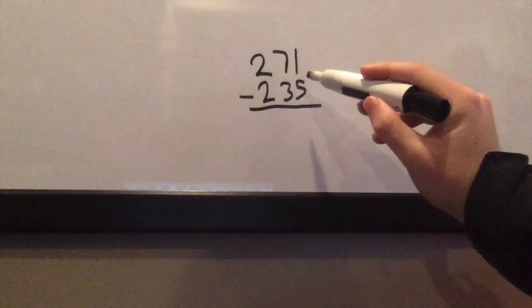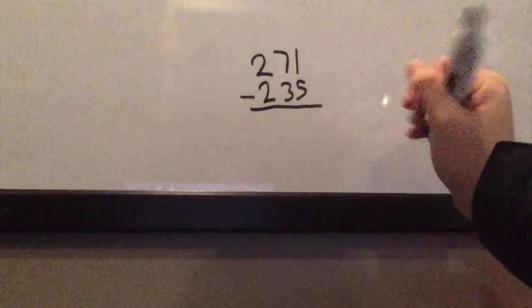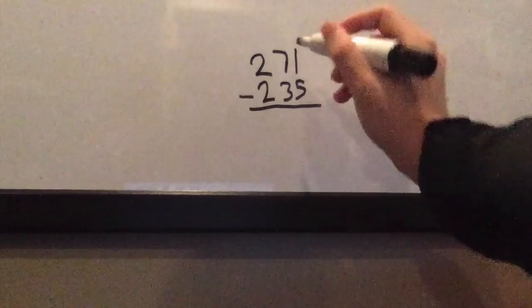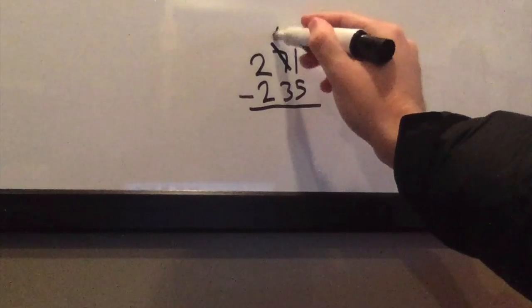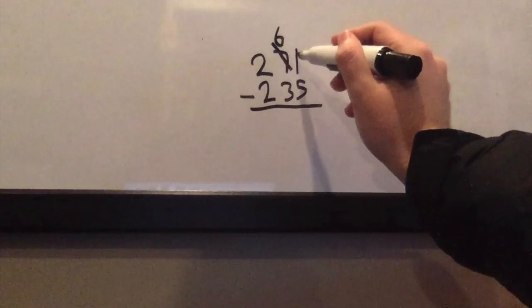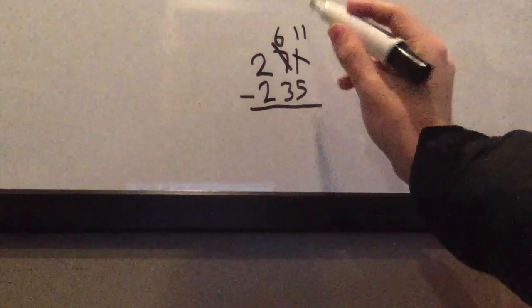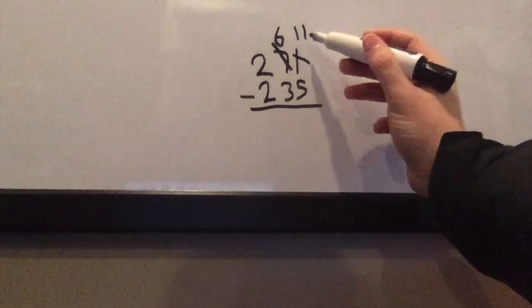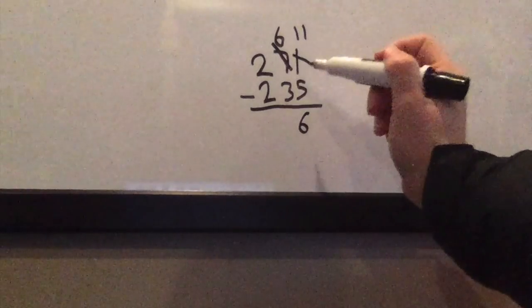According to our poem, what's the next step after the first part? If there's more on the floor, we go next door and get 10 more. So we take this 7, which turns into a 6, because we took 10 from the 10 spot and are moving it to the 1. So this 1 turns into an 11. Now, since we have more on the top than on the bottom, we can do 11 minus 5, which we know equals 6, and then move on to the tens.